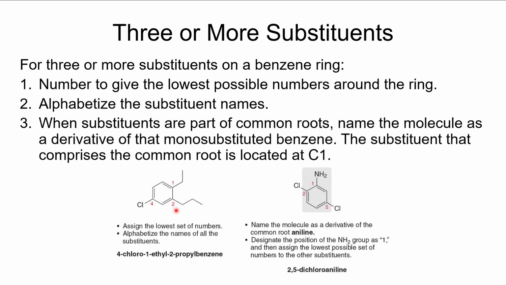If we have a common root, so toluene, phenol, or aniline, and in this case we have the aniline, then we're going to name the molecule as a derivative of that monosubstituted benzene. So this would be aniline, and we would have chloros at the 2 and the 5 position. So this would be 2,5-dichloroaniline. And so this is a little bit different than this. If we were going to number this the same way, we would call this 2-amino-1,4-dichlorobenzene. But here, since we're going to name it after aniline, we're going to call it 2,5-dichloroaniline.